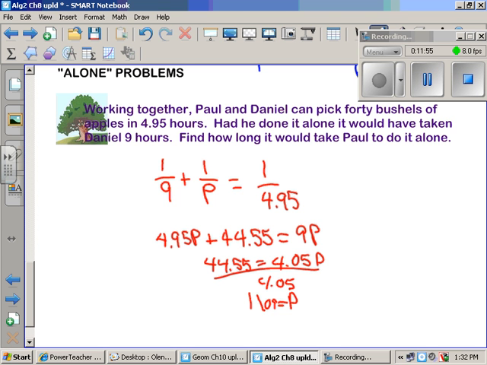So these kind of work the same way, just you've got a different place for the variable. Instead of at the end, it's in the middle. All right, try the last one, and I'll let you get started.